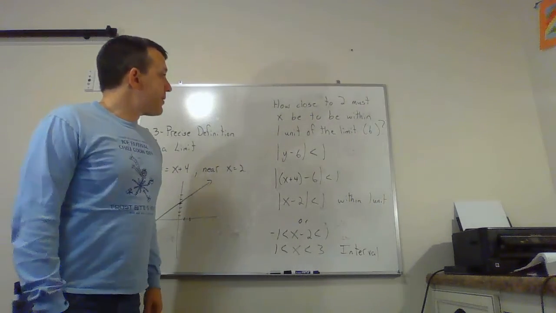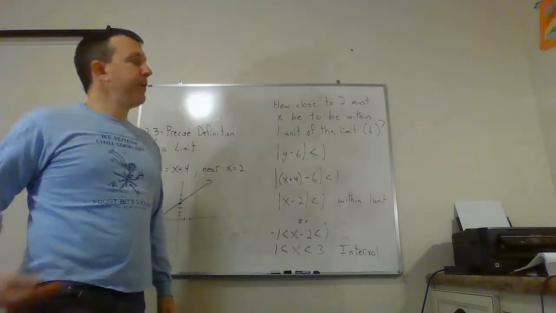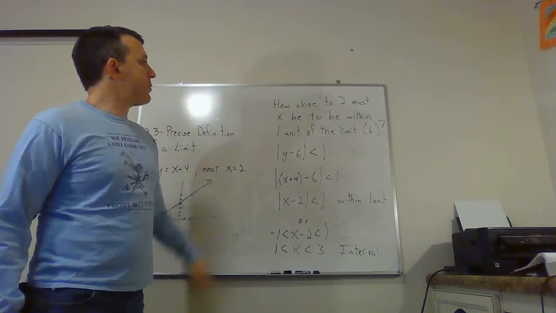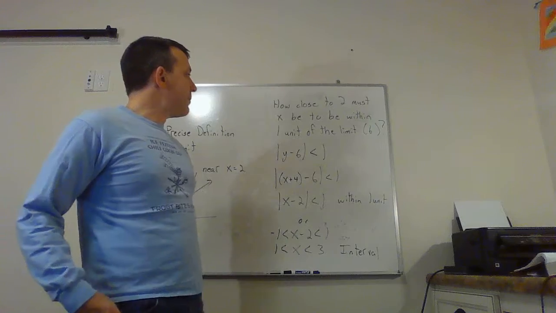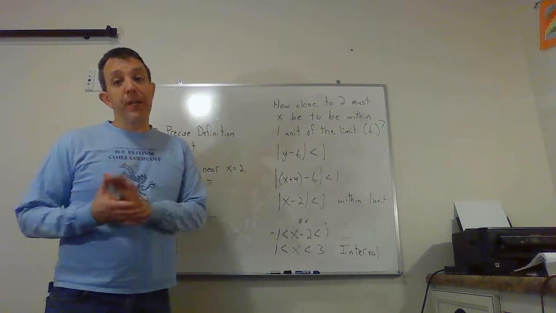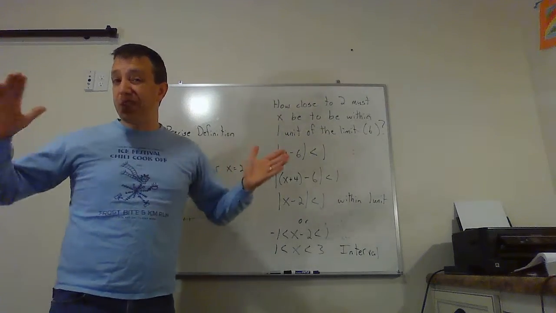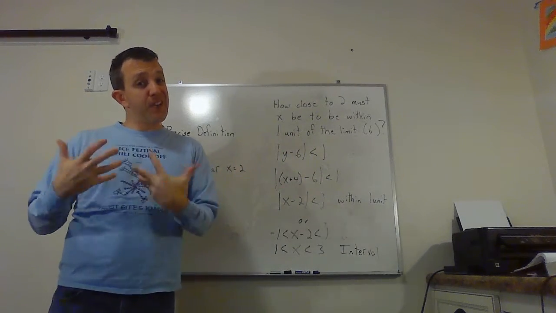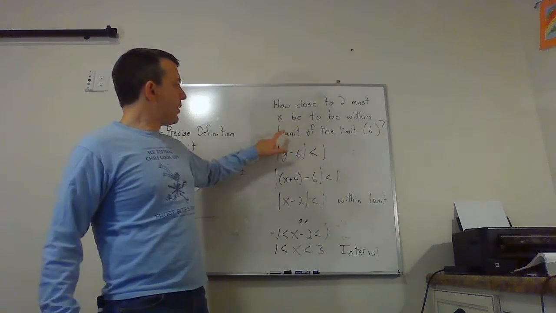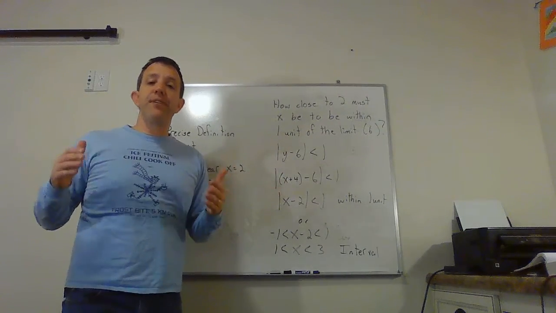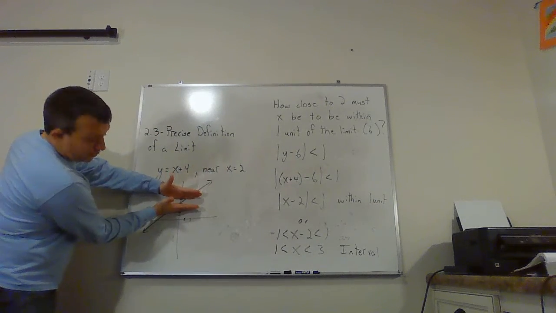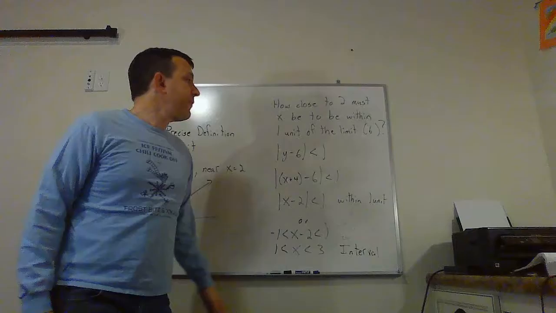So here's how we will go about this as we get into this more rigorous definition of a limit. We want to ask this question: how close to 2 must x be to be within 1 unit of the limit of 6? So this is not quite the precise definition. Remember, we want to be able to get as close as we possibly can to that limit. That's the arbitrariness that we looked at in the previous sections. But here we're going to say, okay, how close would we have to be to get within 1 unit, to have y values that are only 1 off of that limit?